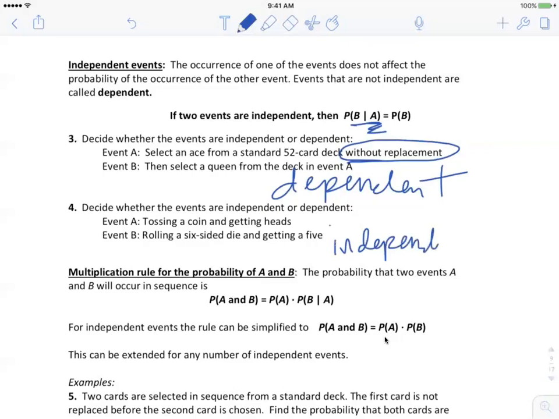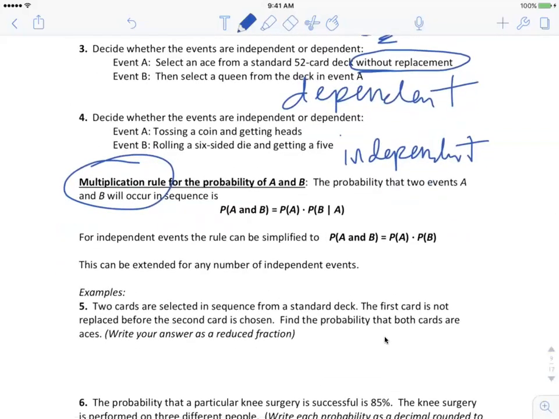Now, why is all this important? It has to do with the multiplication rule down here. So there's a standard formula for the multiplication rule. It's the probability that two events A and B occur in sequence. So "and" is a key word for these. The probability of A and B occurring is multiplication. The probability of A multiplied by the probability of B, given that A has occurred.